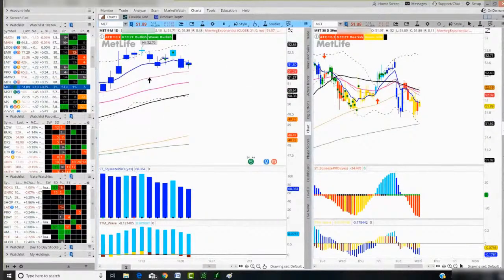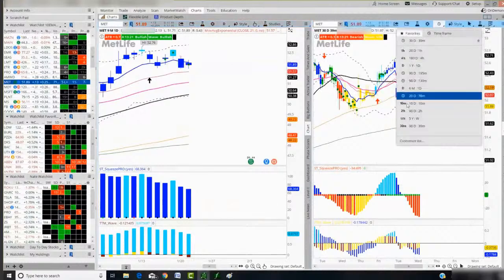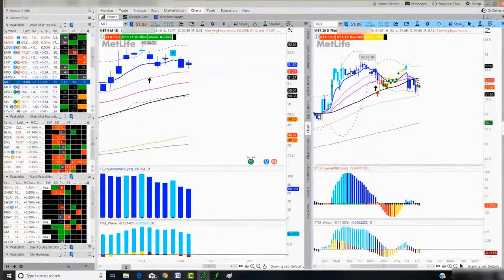Check this out. Got this harami, but look, it's below the 8. So over here, this is the 39-minute. If I go to the 78-minute, it's not part of my guidelines. Price is below the 34. That automatically disqualifies it. Yeah, it's a squeeze, but it disqualifies it because it's below that 8. I like it when it stays above the 8.